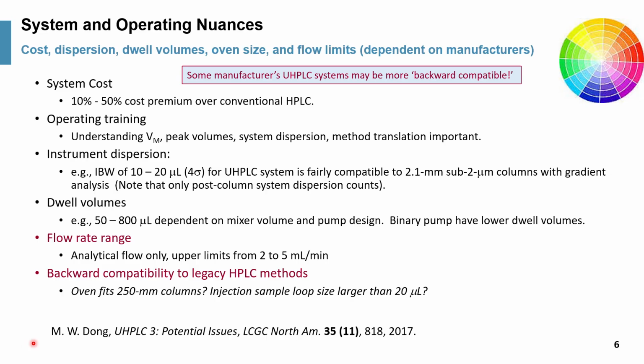Number 3 is system operating nuances, such as system cost, operating training, instrumental dispersion, extra column band broadening, dwell volume issues, and also flow rate range and backward compatibility. We would focus on the last 2.